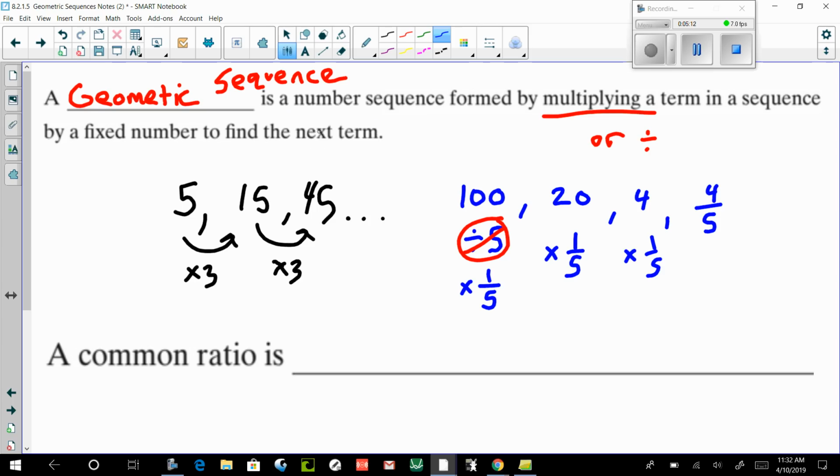A common ratio is this value that we are multiplying by each time. Again, a common ratio has to be multiplication. It cannot be division. We just need to understand that dividing by a value is the same as multiplying by the reciprocal. So a common ratio is the value multiplied each time.